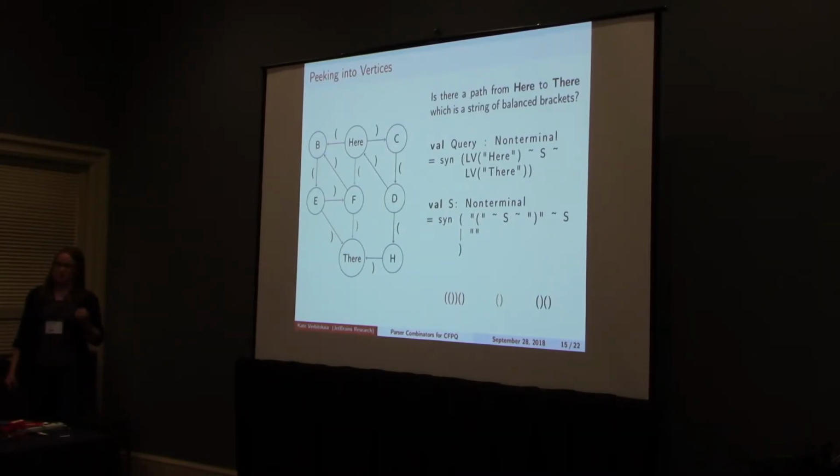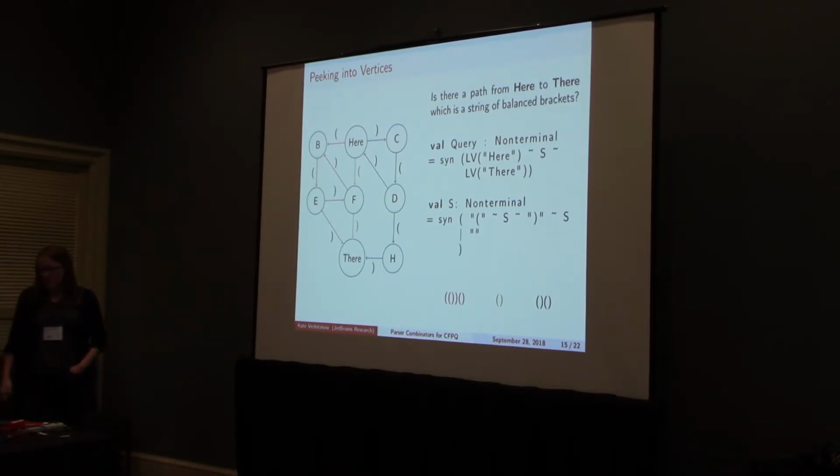I lied to you a little bit before when I said that to find paths from here to there, we just need to run this query against the graph. We need to peek inside the vertices and check what vertex the path starts from. So this is the place where we decided that we don't need to limit ourselves to parsing just edges. We can also consider vertices when we write our queries. So this particular combinator for a string checks that this vertex contains the given string in it.